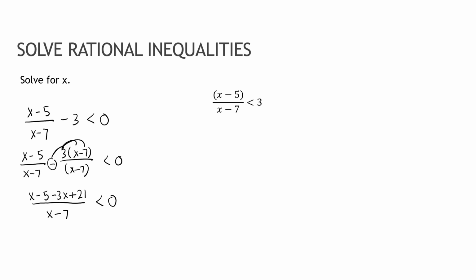Now let's keep going. I'm going to combine like terms. So x and minus 3x is negative 2x. So I combine those two. Minus 5 and plus 21 is plus 16. And then I'm going to go ahead and factor. So negative 2x minus 8 over x minus 7 is less than 0. So now let's find boundaries.